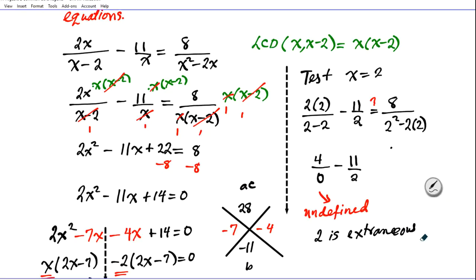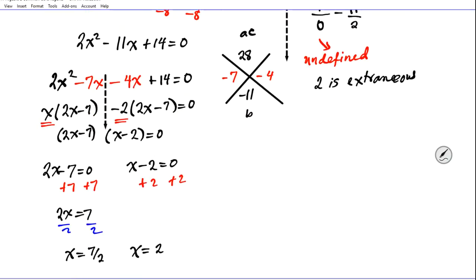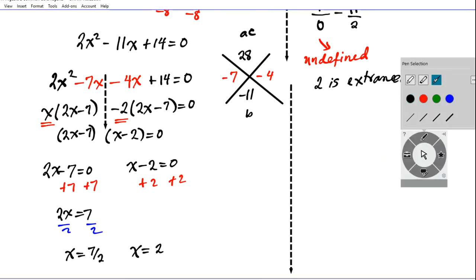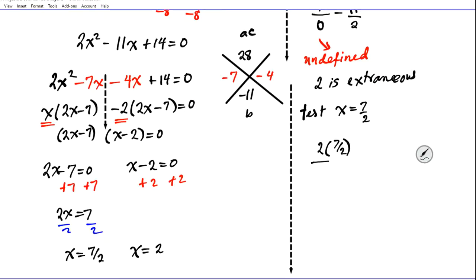So if 2 is extraneous, does that automatically mean that 7 over 2 is a solution? The answer is no. We don't know. We must test both of them because there's a possibility that they're both extraneous solutions. So we're going to test x equals 7 over 2. Okay, so we'll plug it into the equation. We have 2 times 7 over 2 divided by 7 over 2 minus 2 minus 11 over 7 over 2.